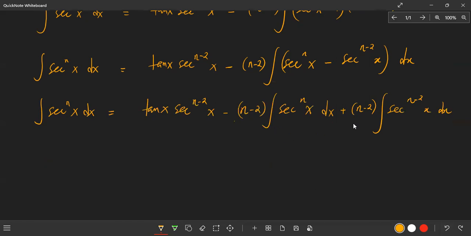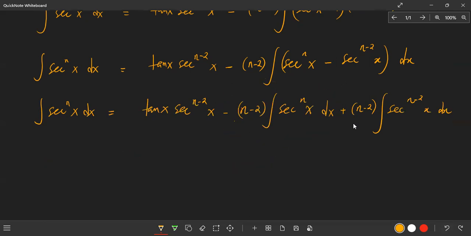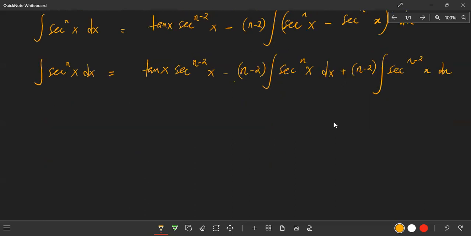So what I'll do, I'll take this to the other side of the equation. Are we together? So that now I can add it to this, because they're like terms. As you can see, those two are like terms. So I'll add this to both sides of the equation. So what I'm going to have here is the integral of sec^n x dx plus another one, which is n minus 2 times the integral of sec^n x dx.